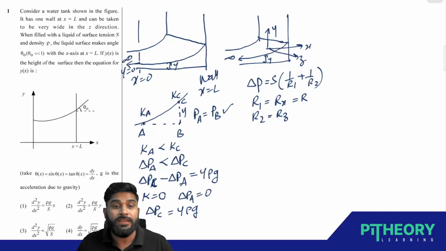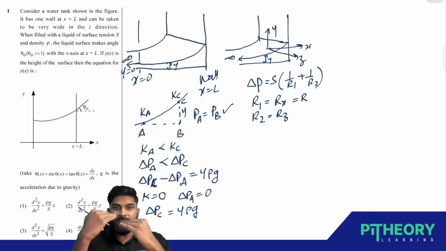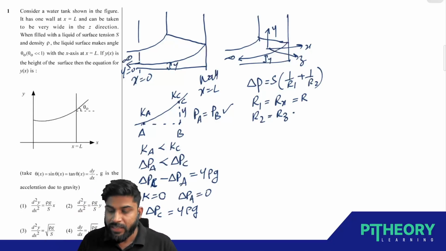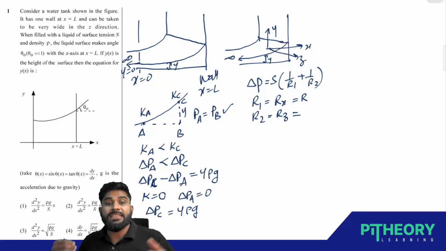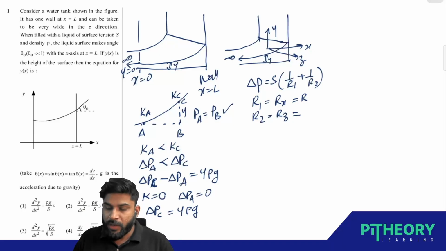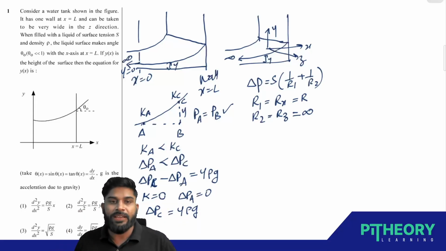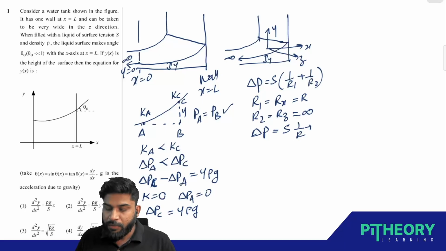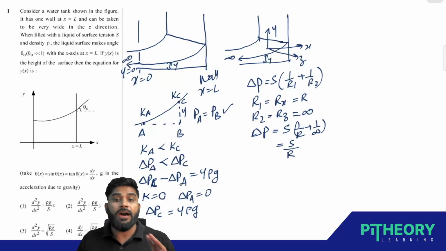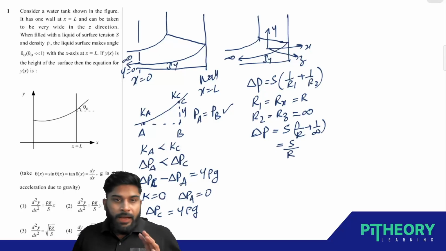See, Rx is the radius of curvature of the surface you're considering with respect to the x plane, and this is along the z plane. Since along the z axis the surface is essentially wide, we can take this as infinity. There is no curvature along the z plane. It is essentially flat along the z axis, so the radius is infinity in that case. So here the pressure difference becomes S into 1 by R plus 1 by infinity, and that you can write as S by R. I hope that is clear.